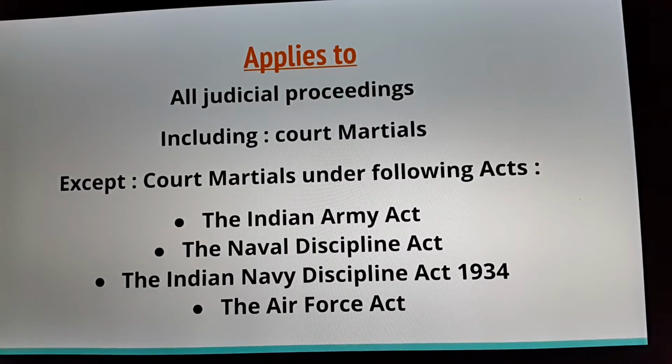This act applies to all judicial proceedings including court-martials, except court-martials under the following acts: the Indian Army Act, the Navy Discipline Act, the Indian Navy Discipline Act 1934, the Air Force Act.